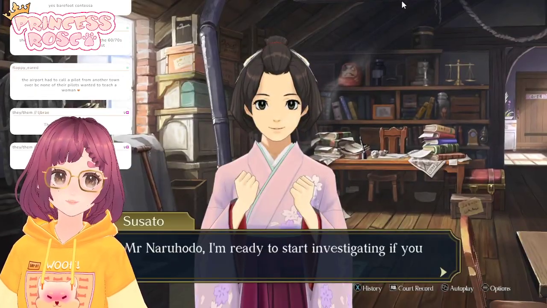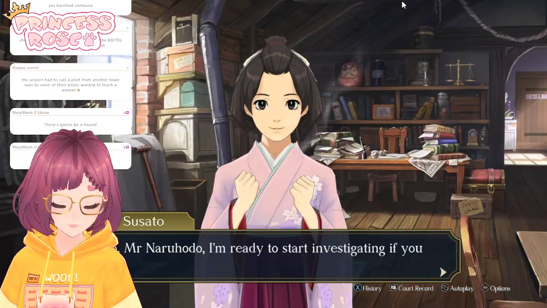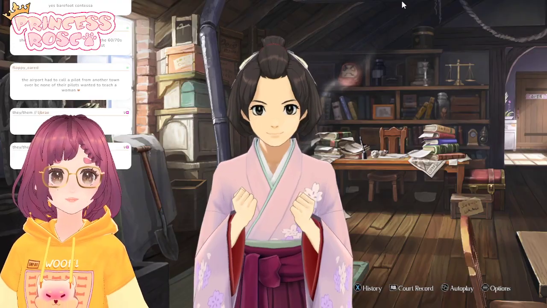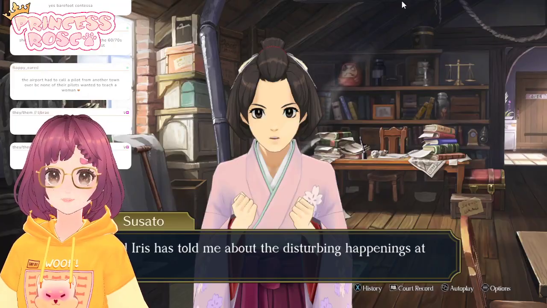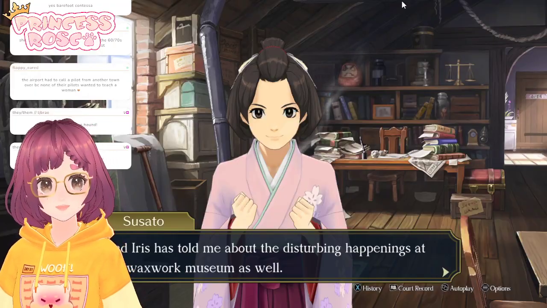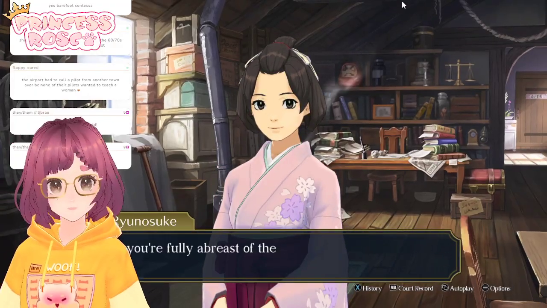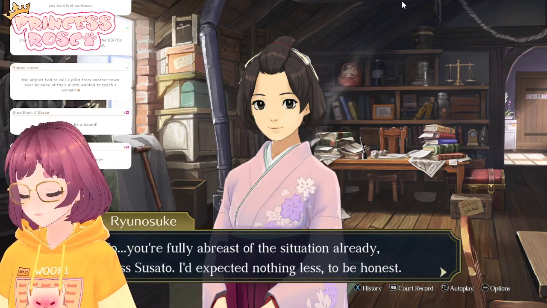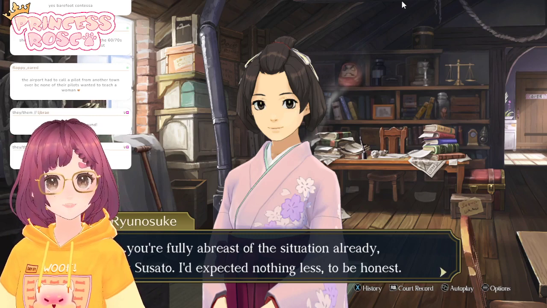So, Mr. Naruhodo, I'm ready to start investigating if you are. I've committed every detail about the case to memory. And Iris has told me about the disturbing happenings at the Waxwork Museum as well. So, you're fully abreast of the situation already. Miss Susato, I'd expect nothing less, to be honest.